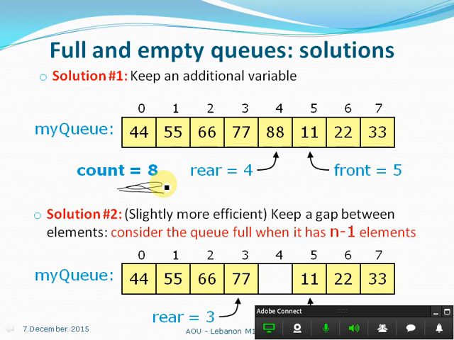This solution number 2, which is more efficient, is to keep a gap between the elements, that is, between the last element, the front and the rear element. Keep a 1 element gap. With this we can identify whether the queue is full or empty.